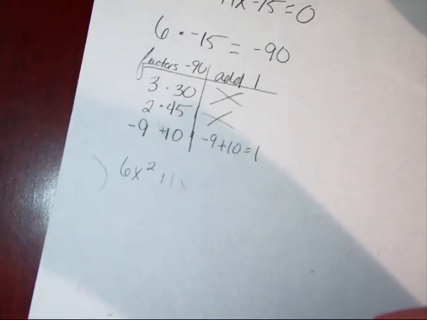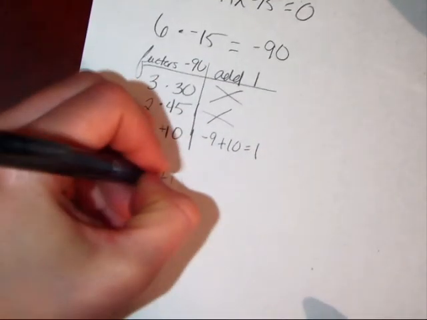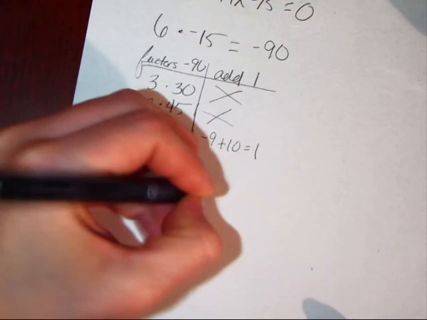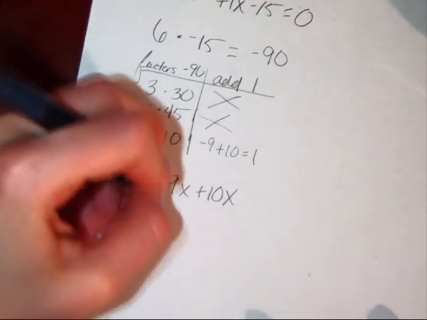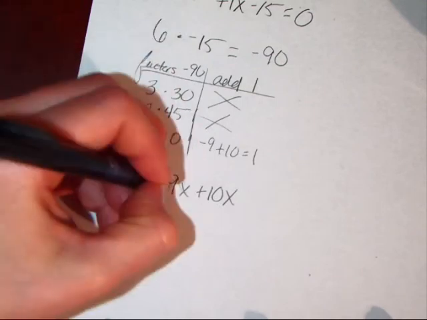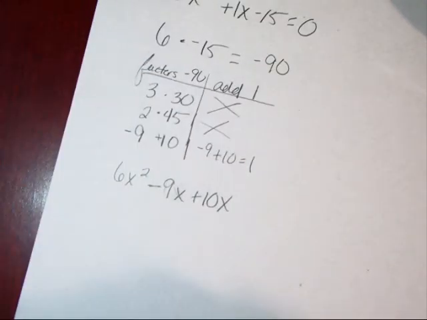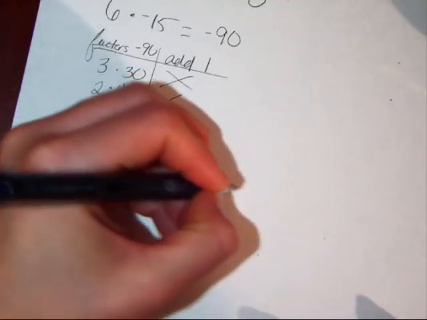You don't put 1x there, my bad. You switch it with your minus 9 and your positive 10. That's a minus 9, it's hard to read, I didn't erase very well. And then you keep your minus 15 equals 0.